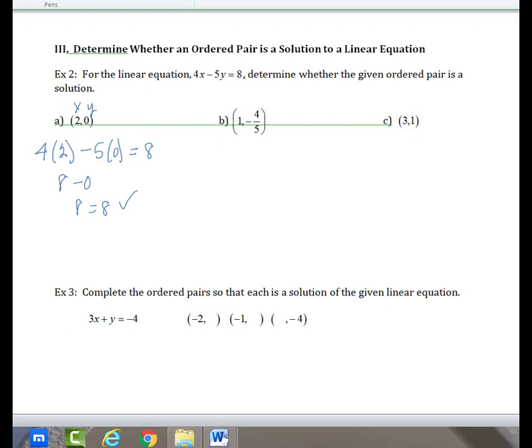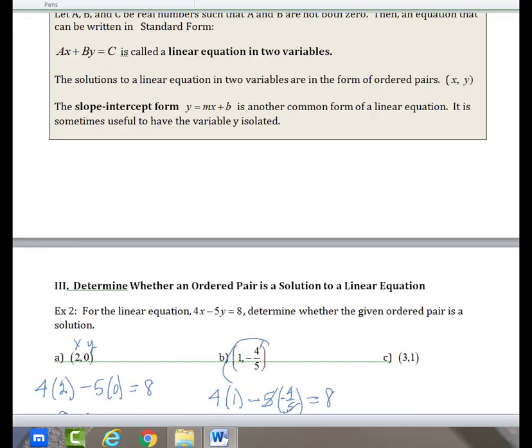All right, let's look at the next ordered pair: 1 and negative 4/5. So the 1 is my x-coordinate, so I'm going to put that in wherever I see an x. Minus 5 times 4/5, since 4/5 is my y value, and see if that equals 8. So we get 4. These cancel. And I'm sorry, that's a negative 4/5, so we put a negative in there. A negative times a negative is a positive, so it would be positive 4. And we get 8 equals 8. So this is also a solution to this equation.